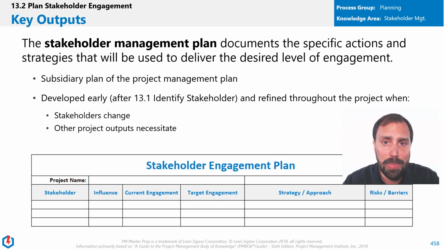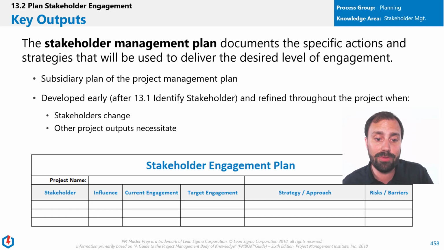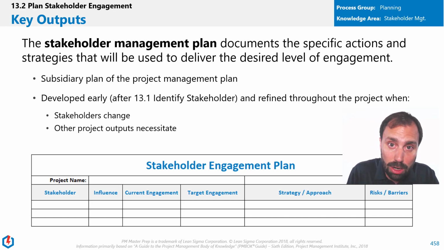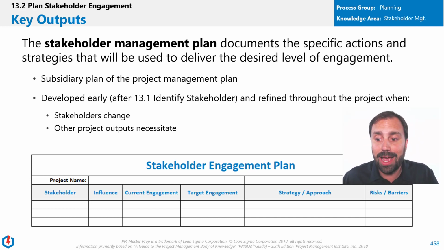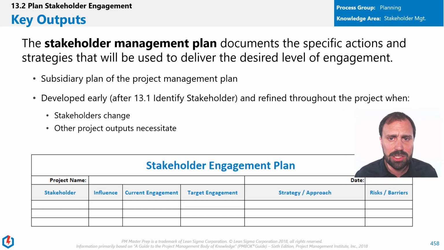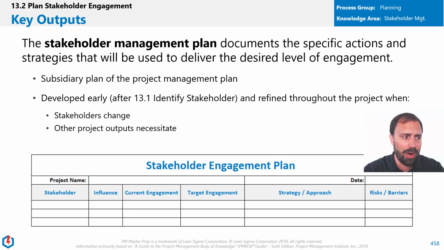So we must be cognizant of that and reactive to that. Okay. So let's look a little bit at this stakeholder engagement plan. This is just an example. We'd have the name of the stakeholder. We'd have their influence. We'd have their current level of engagement, the target level of engagement. So we see that gap. All right. And then we'd have our strategies and then our risk or barriers. So this is giving us a better understanding. We're going in deeper, right?